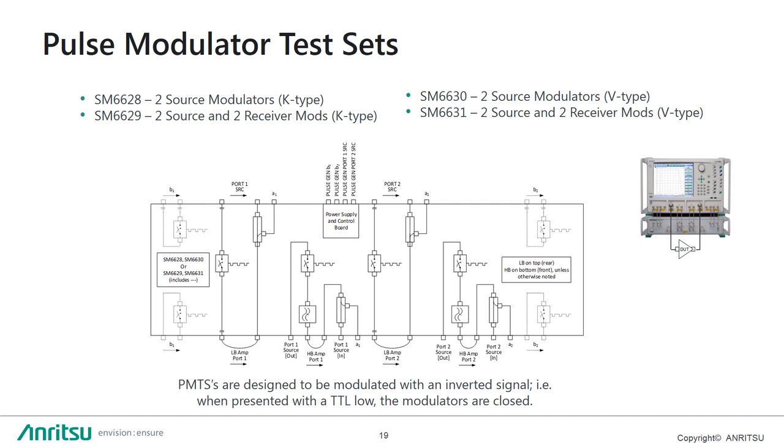Pulse modulator test sets. We have 4 pulse modulator test sets, 2 at 40 gigs and 2 at 70 gigs. We have options for 2 source modulators, 1 in each direction on the stimulus, and options for 2 source modulators and 2 receiver modulators where you can gate the receive signal.